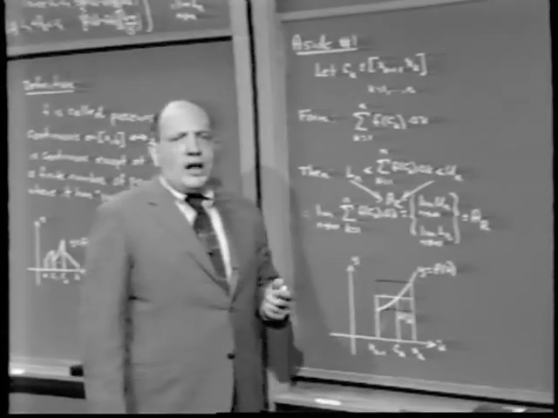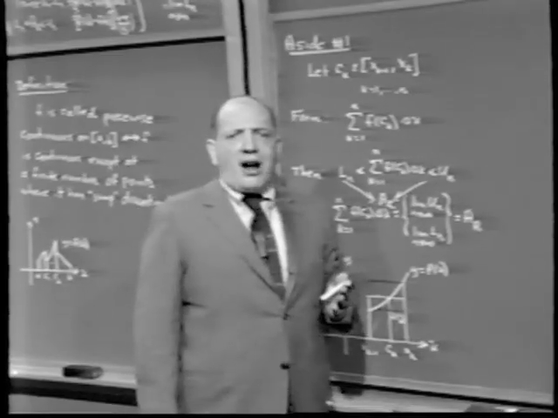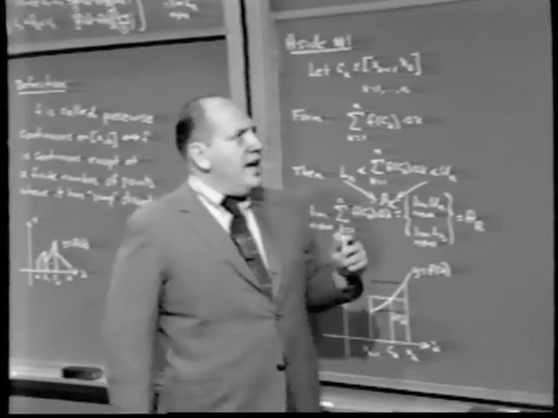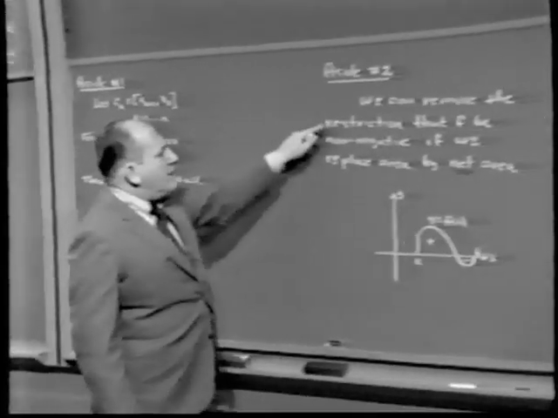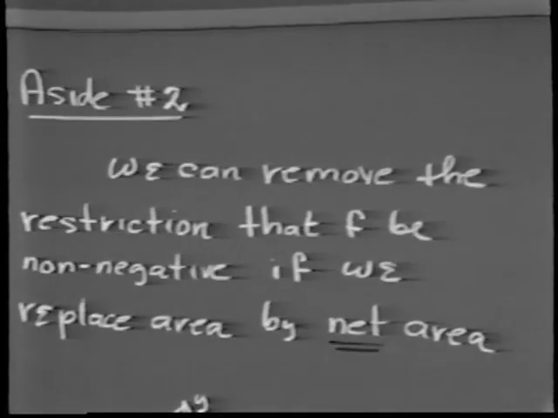And finally, one more important point. Up until now, it's been clear that since we're talking about area, our region has to lie above the x-axis. We can remove the restriction that f be non-negative if we replace area by net area.